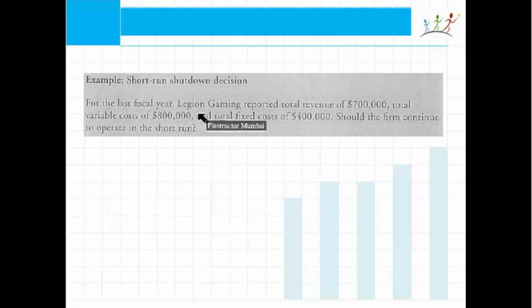If the firm continues production, he will make a loss of $500,000, 400 plus 100. If he does shut down, he will only make a loss of 400,000. So should he shut down or keep operating? This firm should shut down as he is unable to recover even the variable cost.